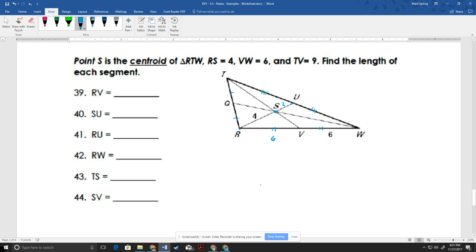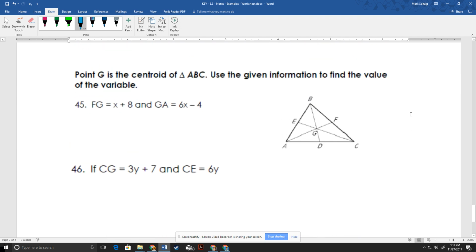They give me TV. The whole thing is 9. So if TV is 9, I can split that into 3 and get 3. So that's the small part. It's going to be 3 here. So that's going to be 6 because I just doubled it. So let's see what we got. RV, I already know, is 6. SU is 2. RU is going to be 6. RW is going to be 12. TS is going to be 6. SV is going to be 3. See, once you mark everything and write everything, then it becomes pretty easy just to sort of figure out stuff.